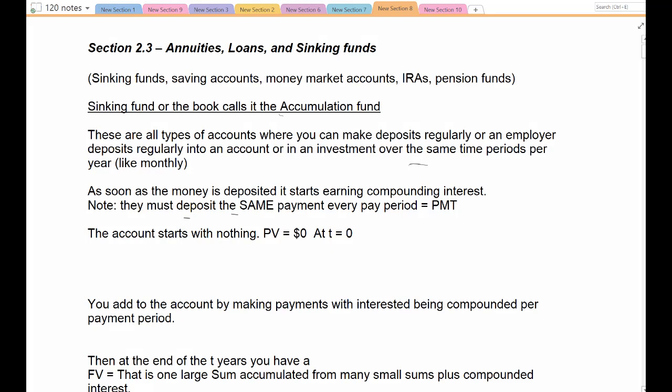All right, and again, this all has to do with how we're investing money, how we're taking out loans, pensions, and those kind of things. All right, so annuities, loans, and sinking funds. We actually start with the sinking fund. What a sinking fund is, it's like a savings account or a money market account or an IRA or a pension. That's how pensions work, your 401k.